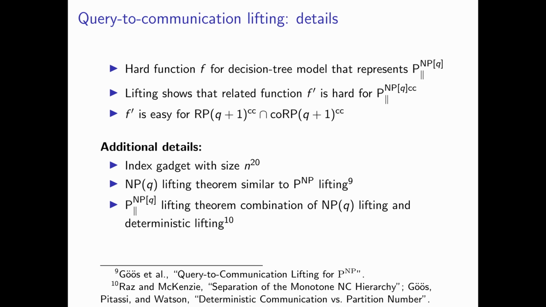Our P to the NPQ parallel lifting theorem essentially glues together the deterministic lifting theorem of Raz-McKenzie to our NPQ lifting theorem. This result is a bit more straightforward than the proof of correctness for the NPQ lifting theorem, but still requires some work to make sure that the deterministic and NPQ lifting theorems play nicely together.